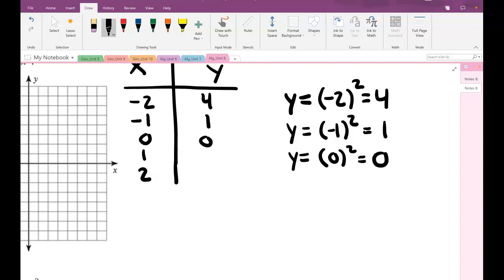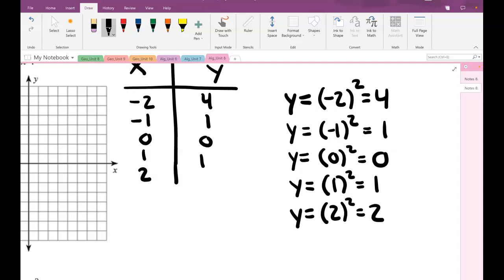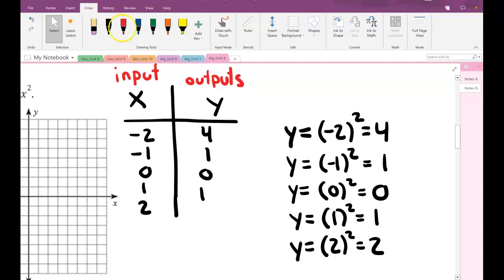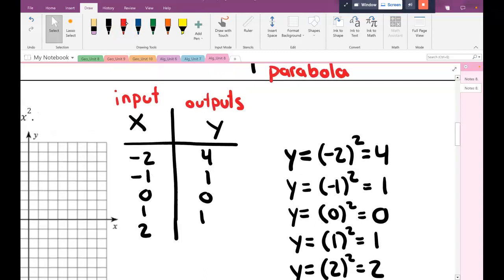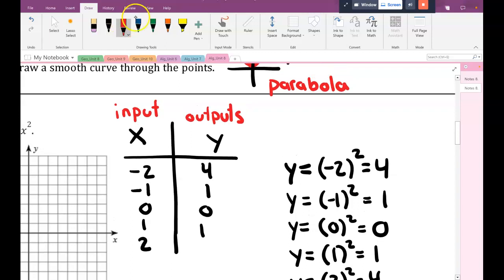We'll do the same thing for 1 and 2. y is equal to 1 squared, which is 1. 2 squared, which is 2. Oh, sorry, it should be 4. I had a brain fart. So I just took all my inputs, plugged them in, and got a bunch of outputs.